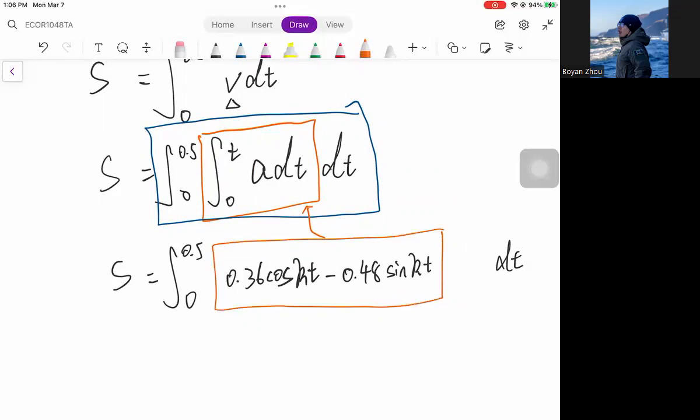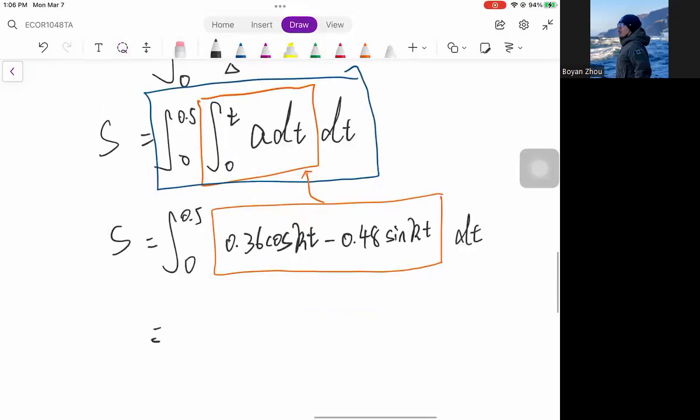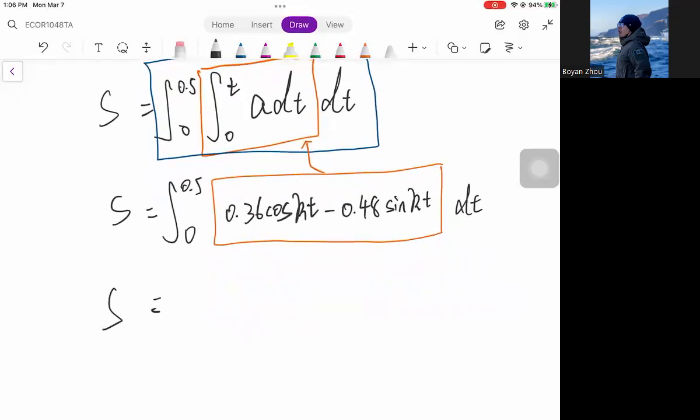So like the orange box are the solution we found above. And then we just need to evaluate this one from 0 to 0.5. So again, it's a math question.